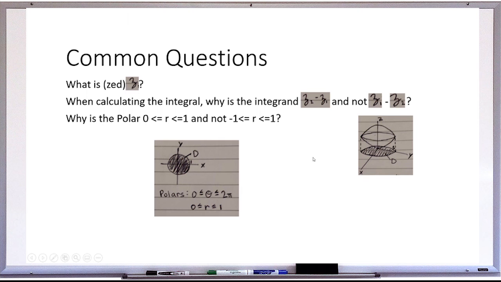Alright, so why is the polar 0 to 1 and not negative 1 to 1 when finding the polar with respect to r? To find the polar of this disk, we must start from the center, which is 0, and the range is from the center to the outer radius. So it would be 0 to 1 and not negative 1 to 1.